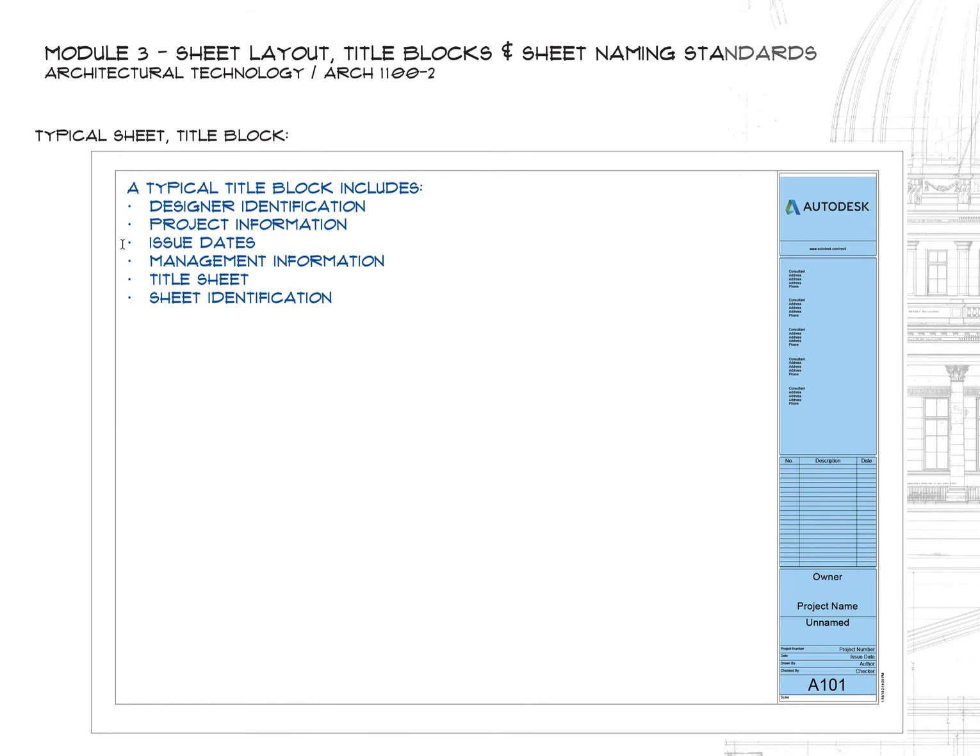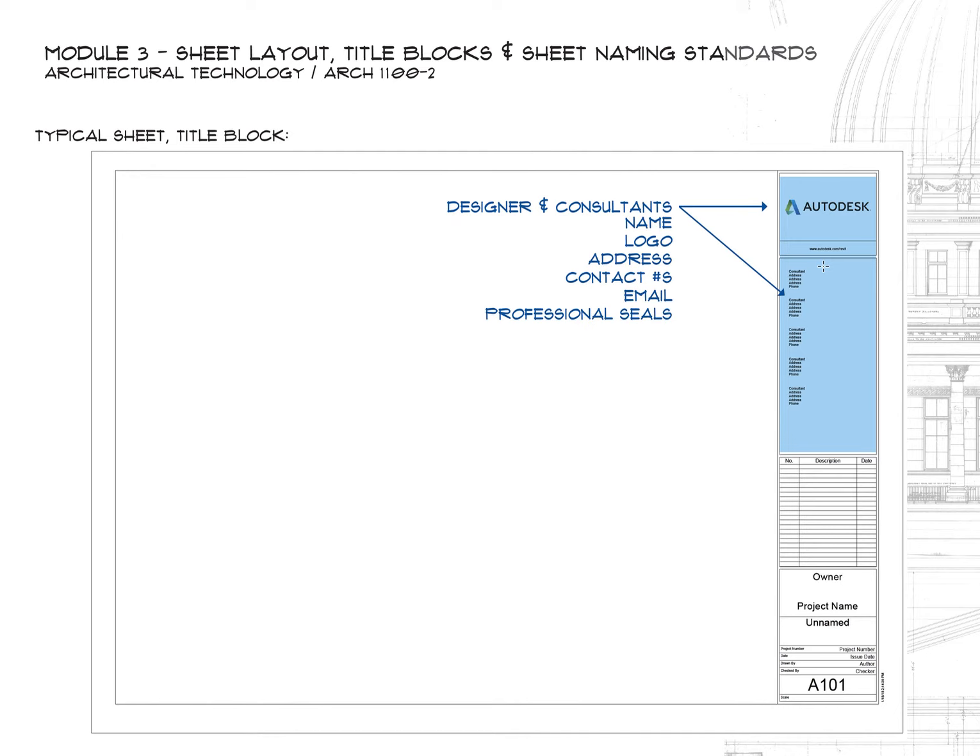Moving on from there, let's talk about the title block. So the title block in and of itself will have 6 different content areas, and we're going to break each one of those down right now. So the first one is the designer identification. So this will include the architect on the project.